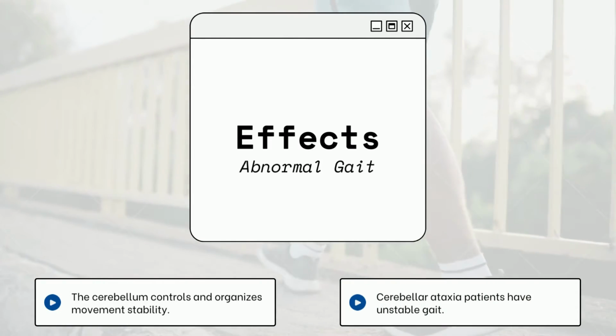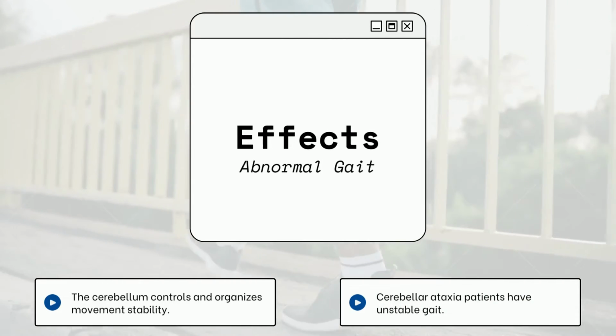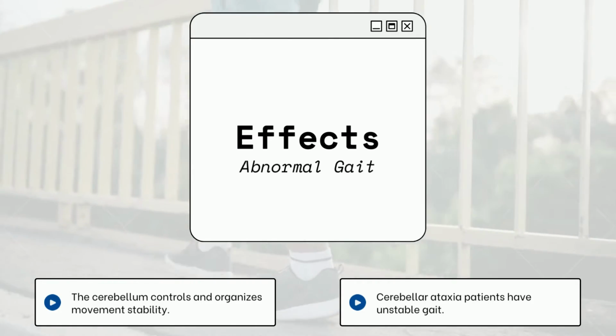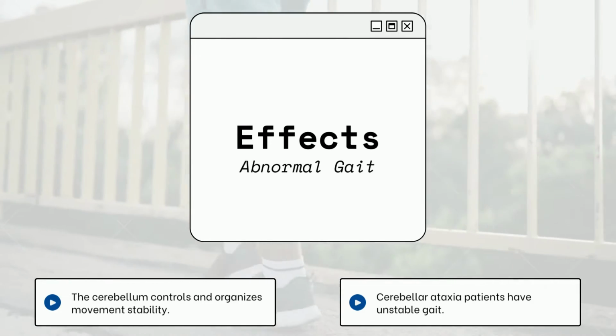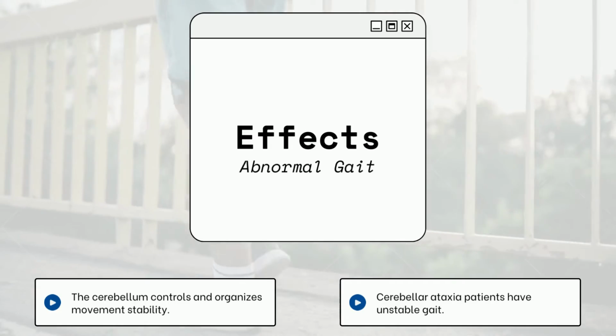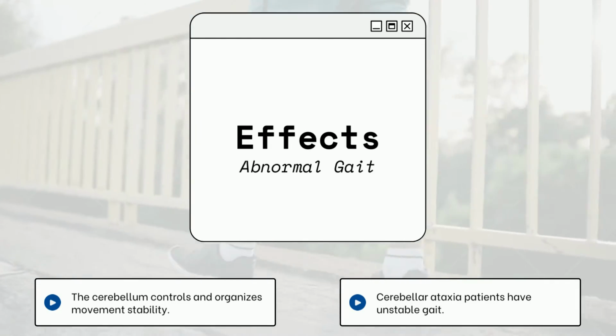It causes unstable motor commands in a part of the brain that is called the cerebellum. The cerebellum is the part that controls and organizes movement stability. Patients with cerebral ataxia disease have a very unstable gait or walking pattern.